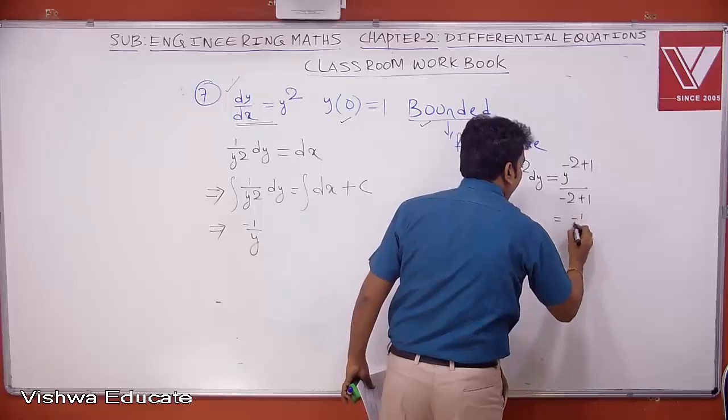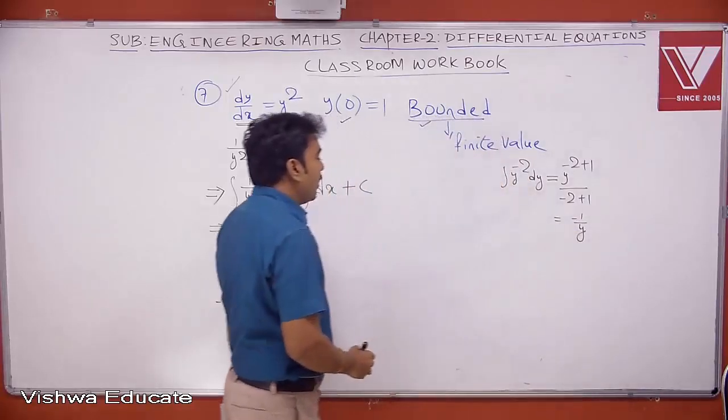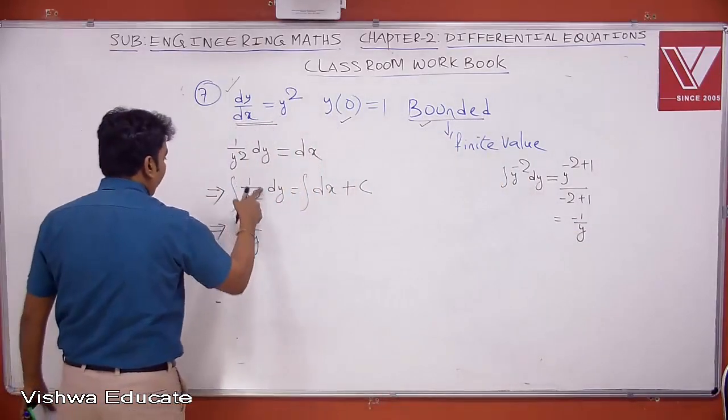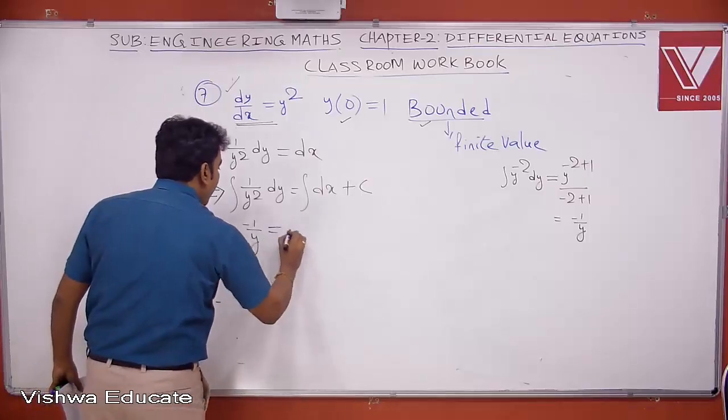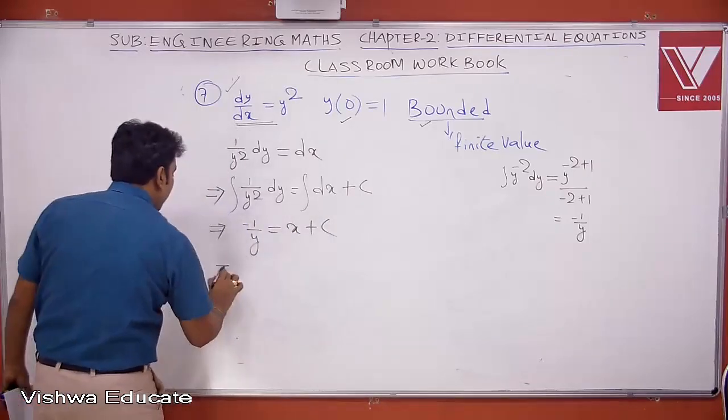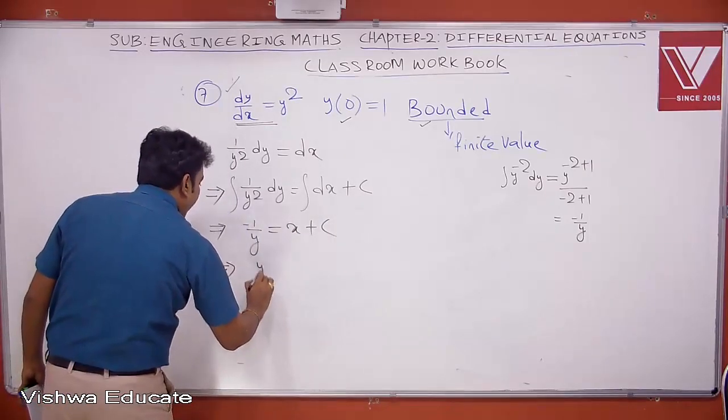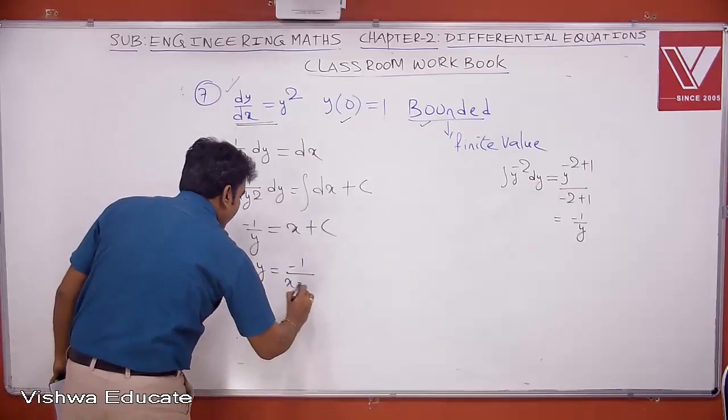This is nothing but minus 1 by y. So in place of integral y power minus 2 dy, that is 1 by y square, we can write minus 1 by y equal to x plus c. This implies y equal to minus 1 by x plus c.